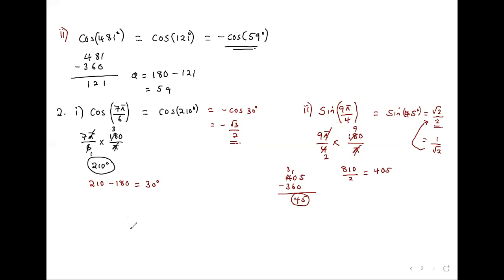Okay, let's do the last one here, maybe. We do cos negative 5 pi over 3.